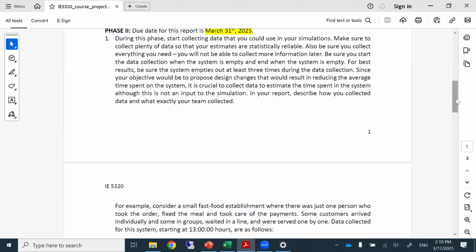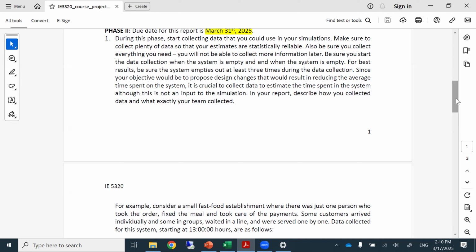For best results, be sure the system empties out at least 3 times during the data collection. That will be kind of difficult. I would say the afternoons might be the best time to see the system empty out. If not, you're going to be there for a long time. So if that's possible, you can try to stay until that happens. But if not, I'm not forcing you to do that.